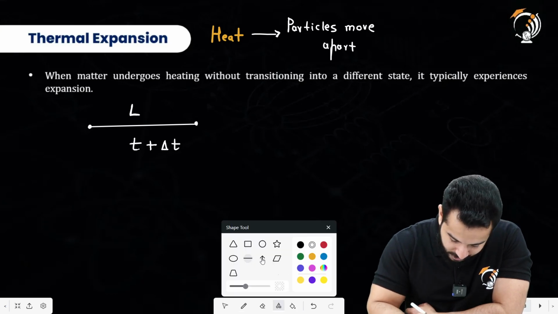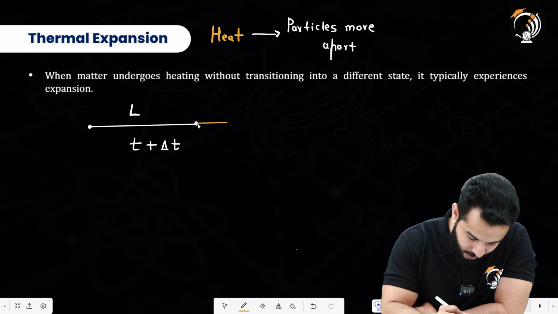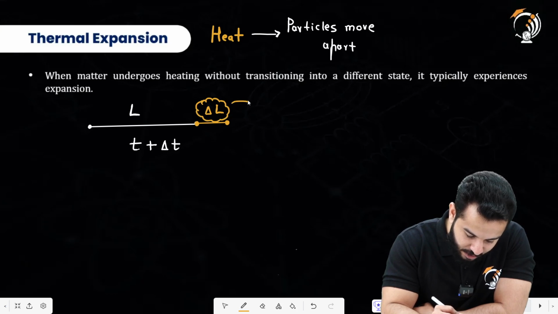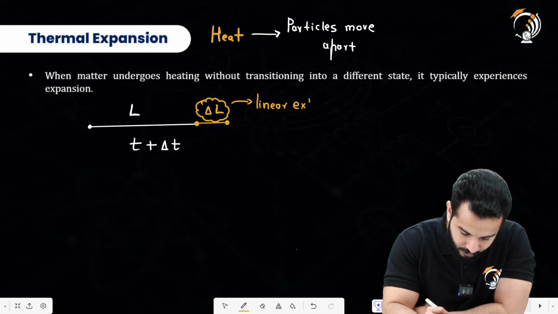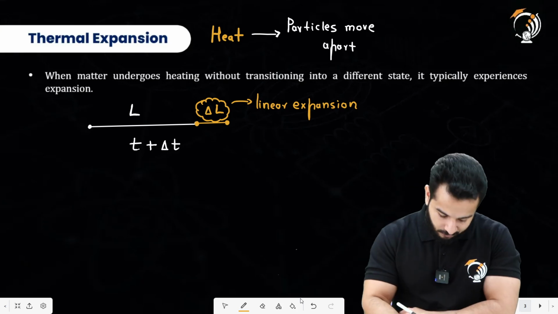So now the length of this rod will change, and this amount is the change in length, which will be written as delta L. This type of expansion is known as linear expansion. All right. This is because of heat.